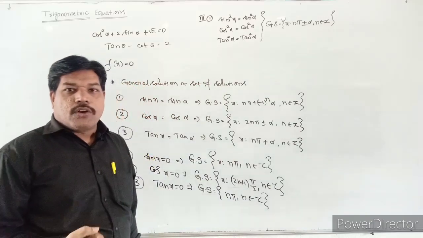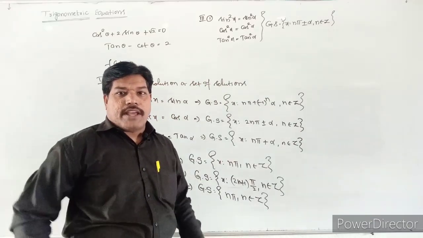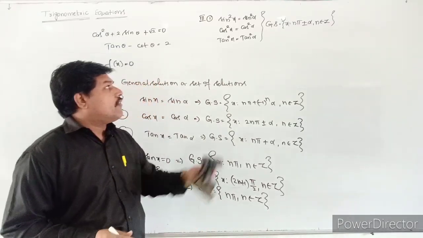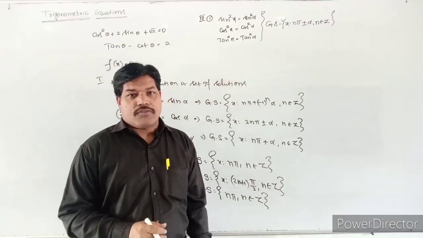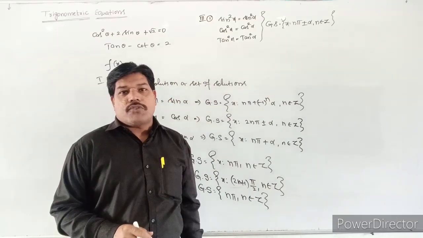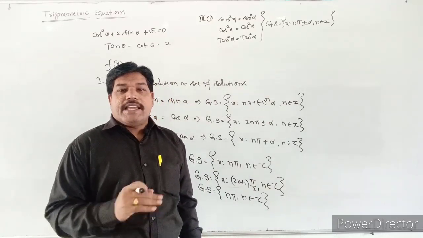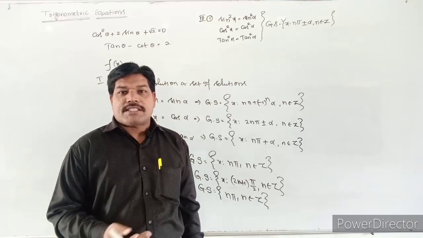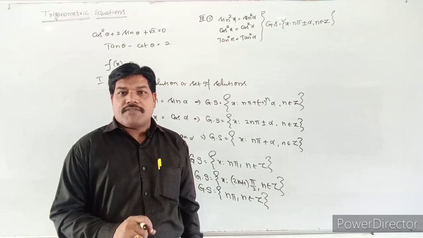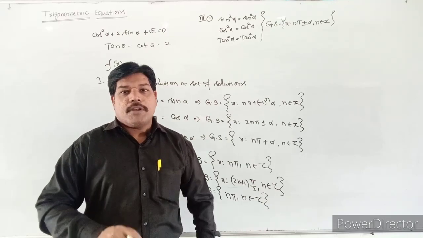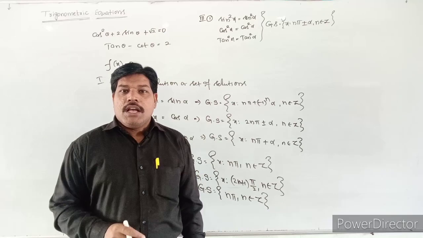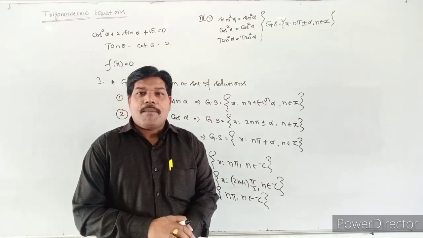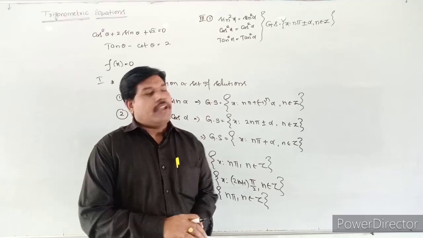So sin² x is equal to sin² α, cos² x is equal to cos² α, and tan² x is equal to tan² α. So what is the general solution, students? The general solution is nothing but x is equal to nπ ± α. What is the α? We already know that α is nothing but the principal value of that particular equation, that is, of the particular trigonometric functions, and also the common solutions of the trigonometric equations.